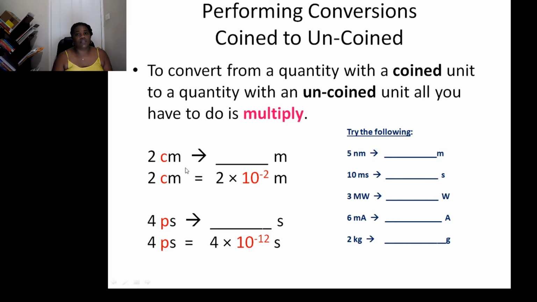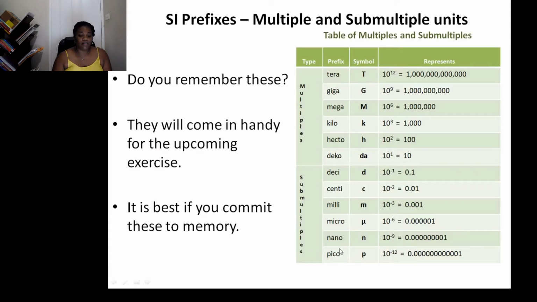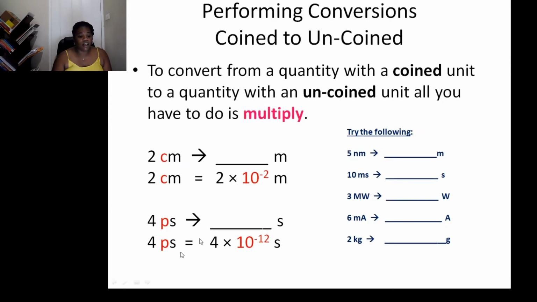That is where you have to learn your submultiples and your multiples. You have to learn them. Here you have 4 picoseconds. I want to get rid of the pico and just say seconds. So again, if you didn't memorize it yet, you look back for what the power of 10 of pico is, which is 10 to the negative 12, and you just put it in there. So you would say 4 times 10 to the negative 12 seconds. So if you're going from prefixed to unprefixed, remember you multiply.